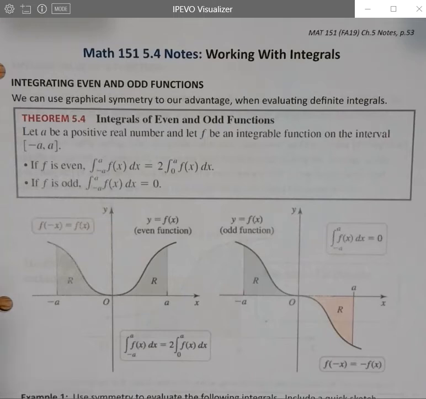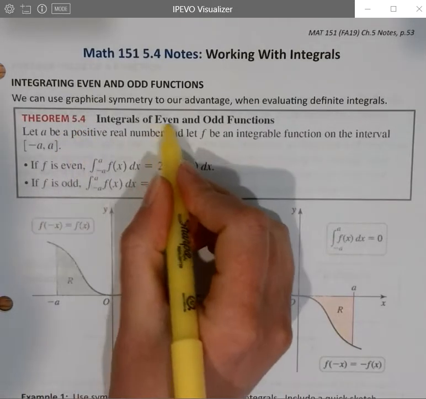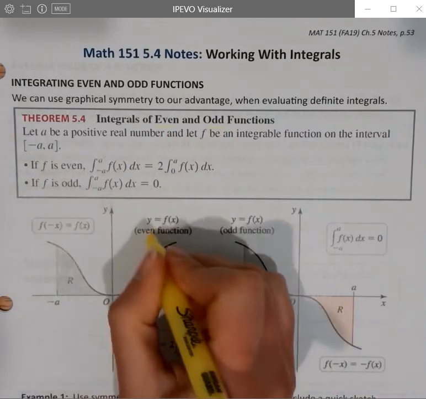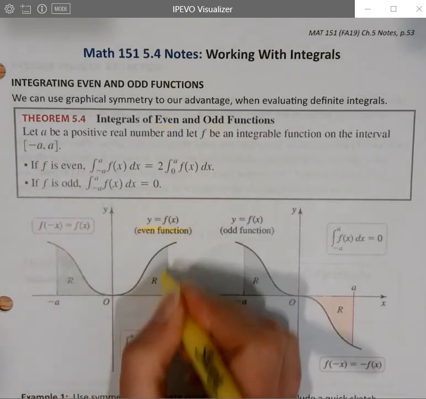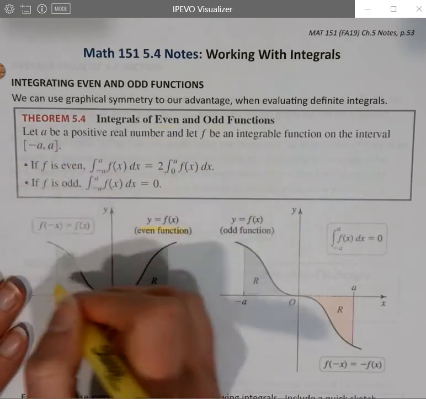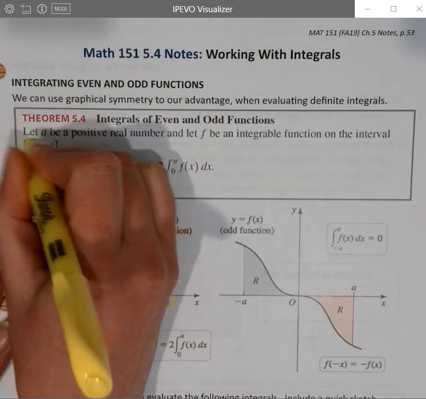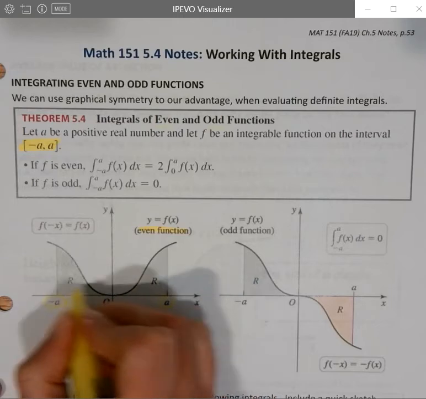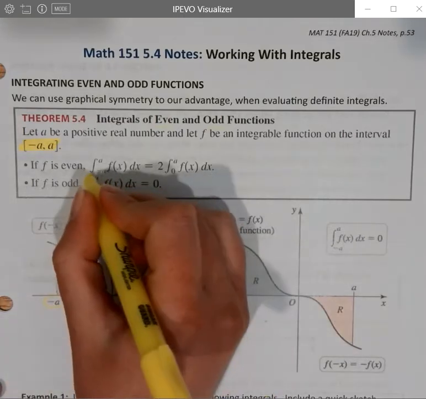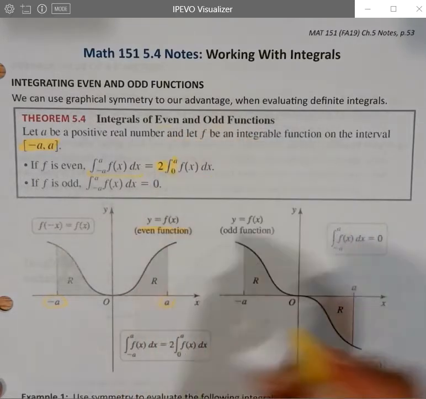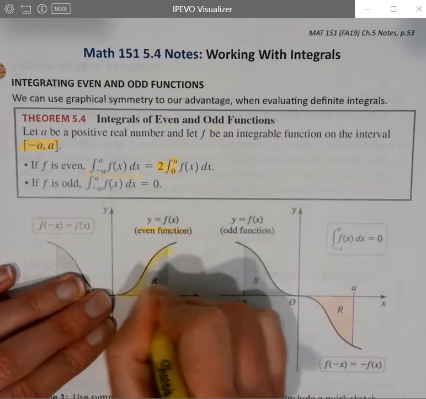Section 5.4 is on working with integrals, and it has a few tricks, especially dealing with integrals of even and odd functions to begin with. So if we have an even function, remember that even functions are those that are symmetric across the y-axis. If I want to integrate on a symmetric region, so I am going from negative a to a, so I'm looking at the same distance on both sides of the x-axis right here, then since I have the same amount of function area on both sides, instead of doing the full integral from negative a to a, I could do twice the integral from 0 to a. So I could just double the positive half, and then I'll have the full integral.